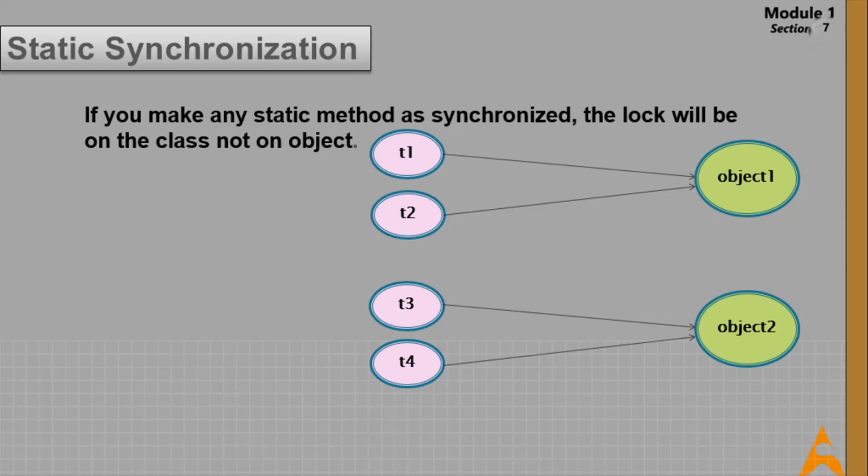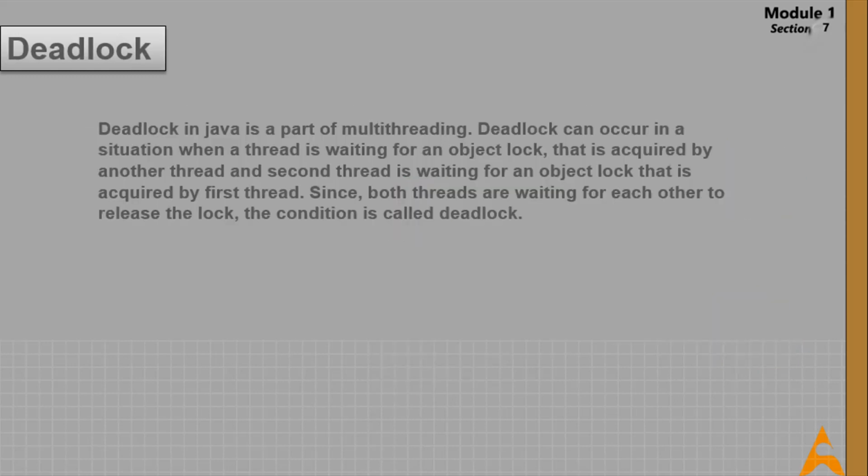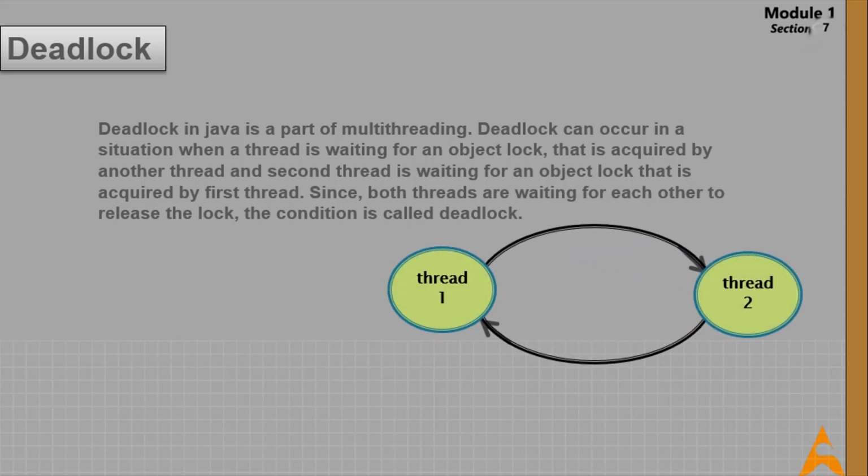Deadlock in Java. Deadlock in Java is a part of multithreading. Deadlock can occur in a situation when a thread is waiting for an object lock that is acquired by another thread, and the second thread is waiting for an object lock that is acquired by the first thread. Since both threads are waiting for each other to release the lock, the condition is called deadlock.